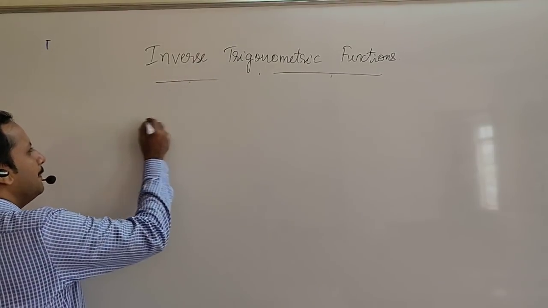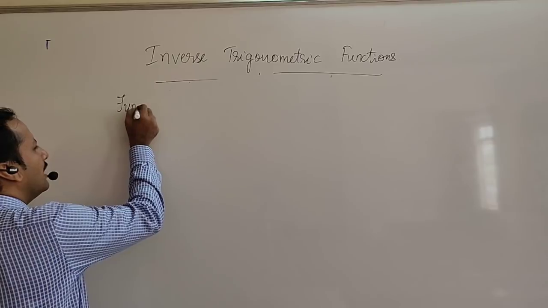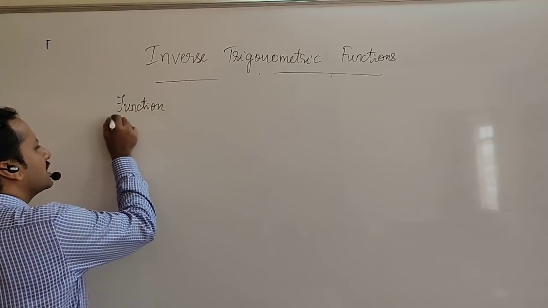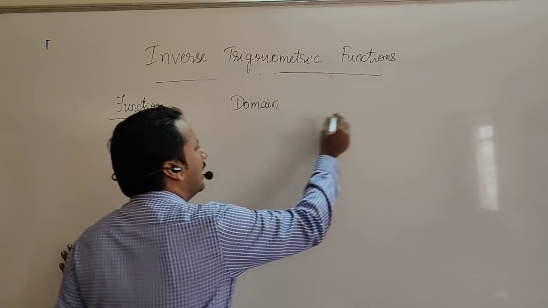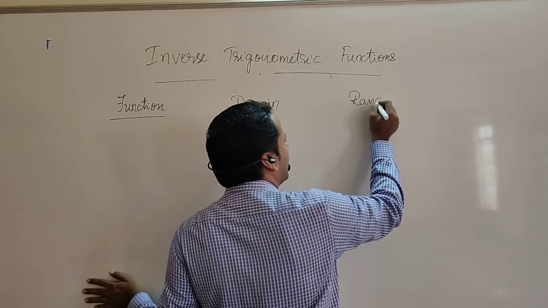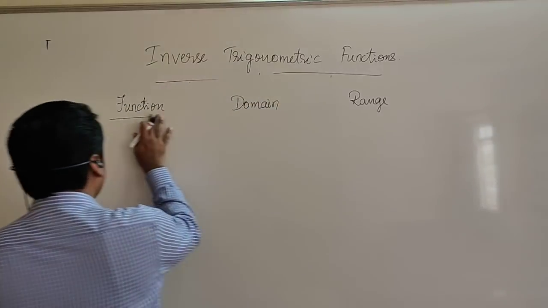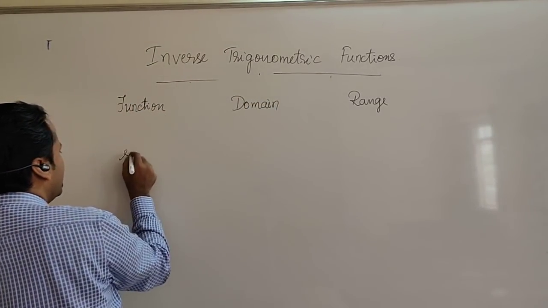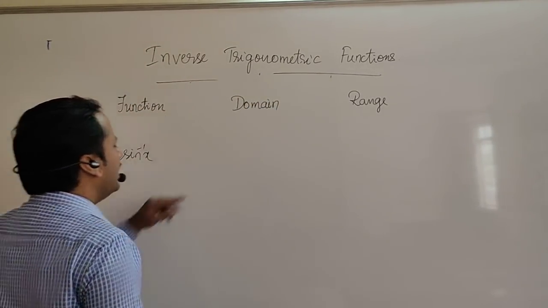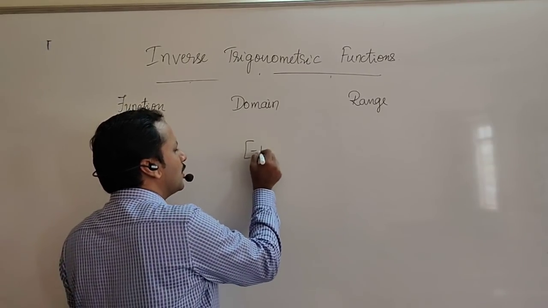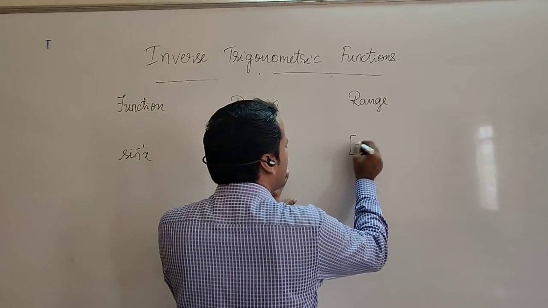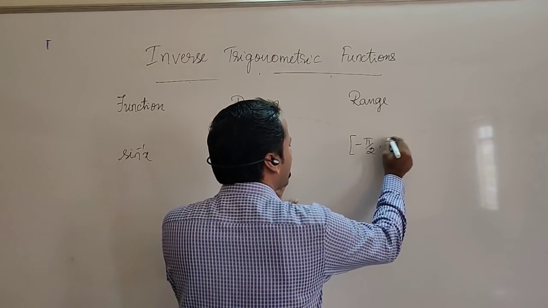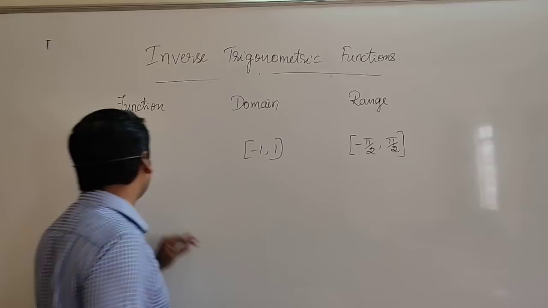I'll write a table. In the first column I'll mention the function, which function I'm writing. In the second column I will write the domain, and then in the third column I'll write the range. Okay. So sin inverse x. The domain of sin inverse x is closed interval minus 1 to 1, and the range is closed interval minus pi by 2 to pi by 2.